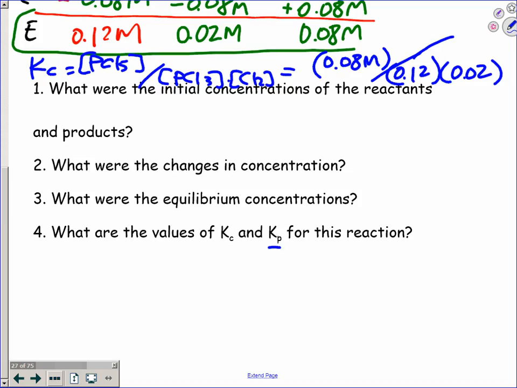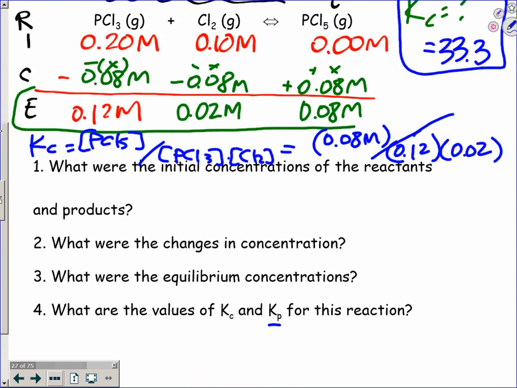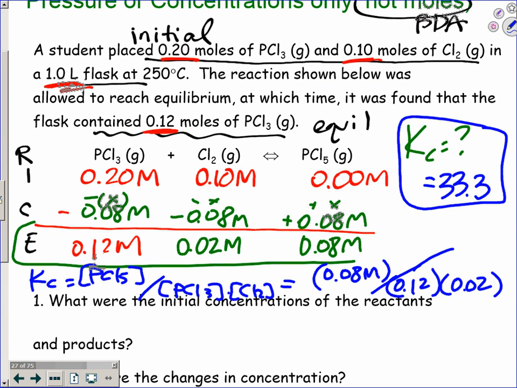And then I want you guys to find the value of Kp as well. Okay, so from that data, you may not have this question right in front of you, so you're solving for Kp, given this information above. 523. Over.